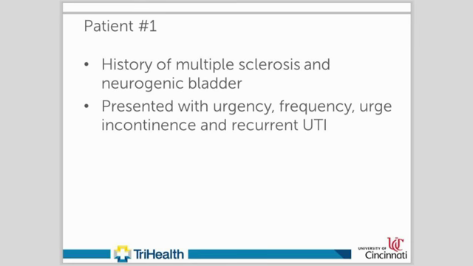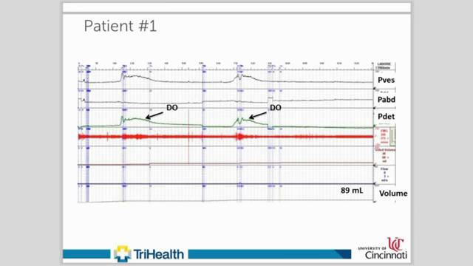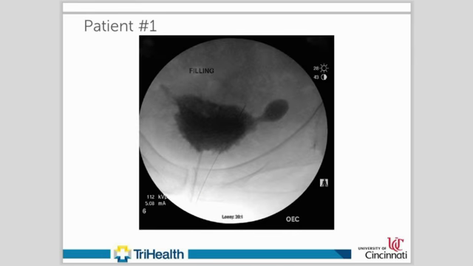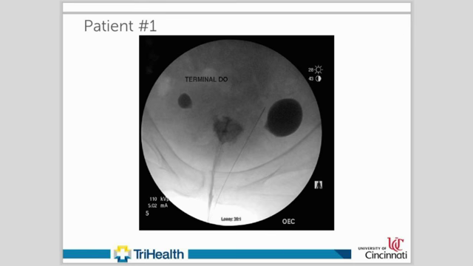Patient number 1 has a history of neurogenic bladder and multiple sclerosis. Her presenting symptoms include urinary urgency, frequency, urge incontinence, and recurrent urinary tract infections. Urodynamic findings include a small maximum cystometric capacity and detrusor overactivity as pointed out by the arrows. Fluoroscopy demonstrates bilateral bladder diverticula near the ureters and leakage with detrusor overactivity.